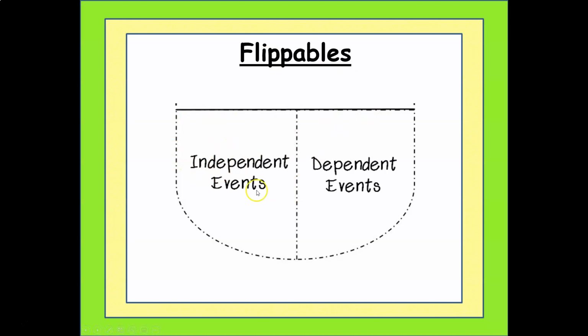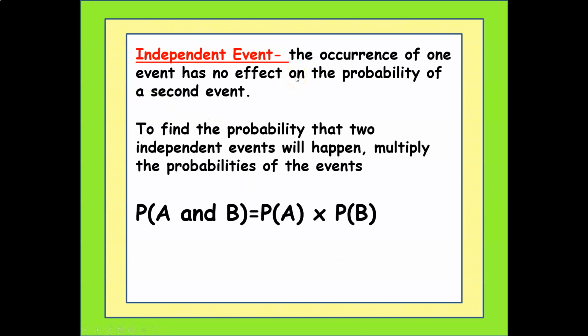So now we are going to be looking at independent and dependent events, our last section of probability. Today we are focusing on independent events. An independent event is the occurrence of one event that has no effect on the probability of the second event. So these are the main types of probabilities that we've been working with already. So we are going to find the probability that two independent events will happen. Multiply the probability of the events together.